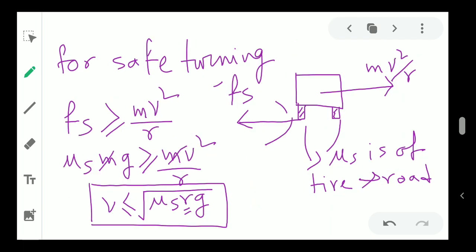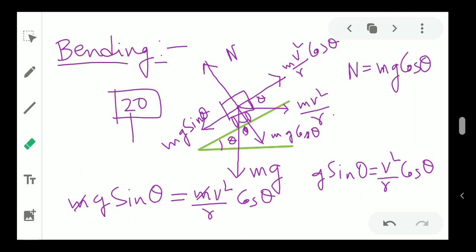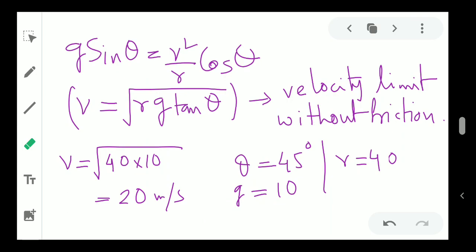So in the earlier case this is lesser than that, because mu s is generally very less. Okay, it's very less. So if you calculate this, v will be very very less. So in that case 20 is also less for the bending if we don't consider friction. But if we consider friction, then this equation, that is v = root of r g tan theta, will be modified a little bit.